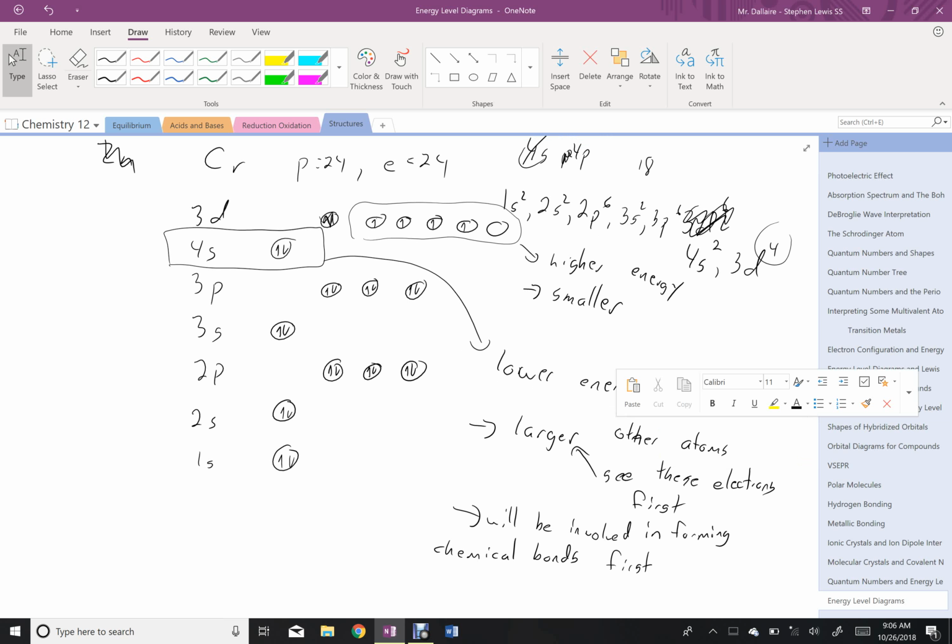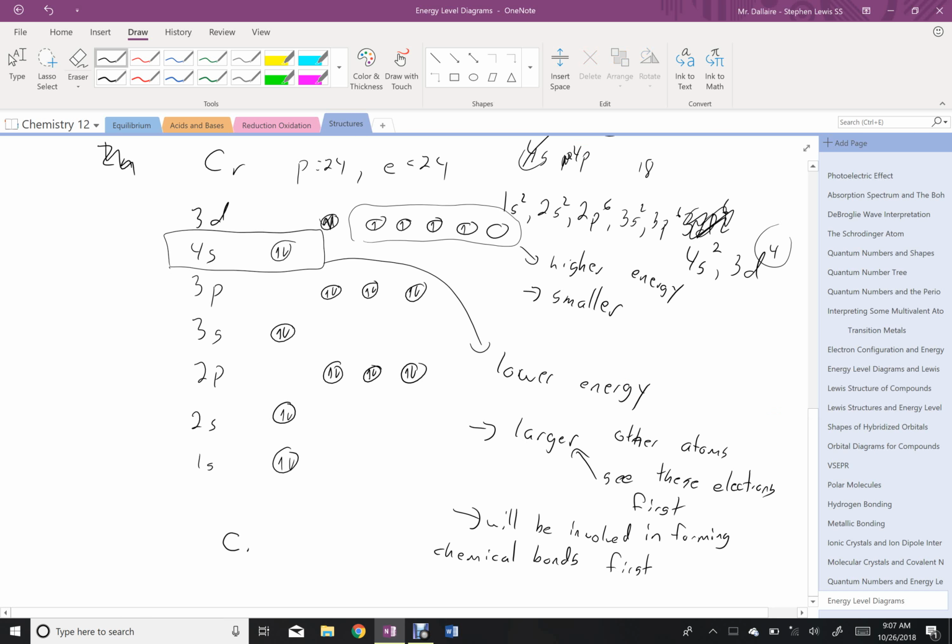And interestingly, that's why chromium, despite the fact that it looks like it has a whole bunch of electrons that could be involved in complex bonding, still primarily behaves as a metal that forms the ion chromium 2+, because the main way that it's going to bond is by losing these 2 electrons and taking on that positive 2 charge.